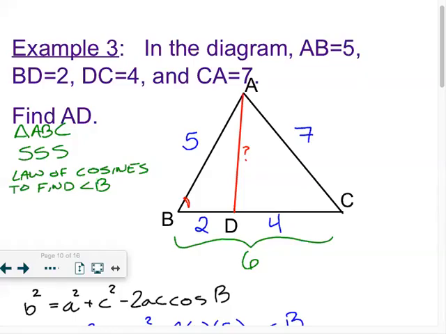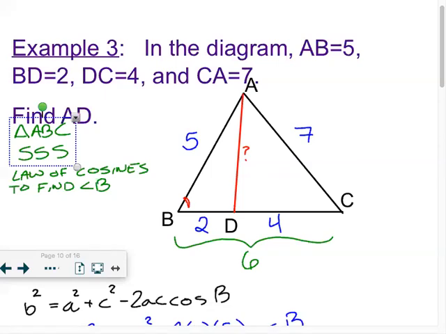Yesterday we finished working on this example 3, and we didn't finish the entire problem. So I'm going to take you through it again and complete it. So the question reads, in the diagram, side AB or segment AB measures 5, segment BD measures 2, segment DC measures 4, and segment CA measures 7.